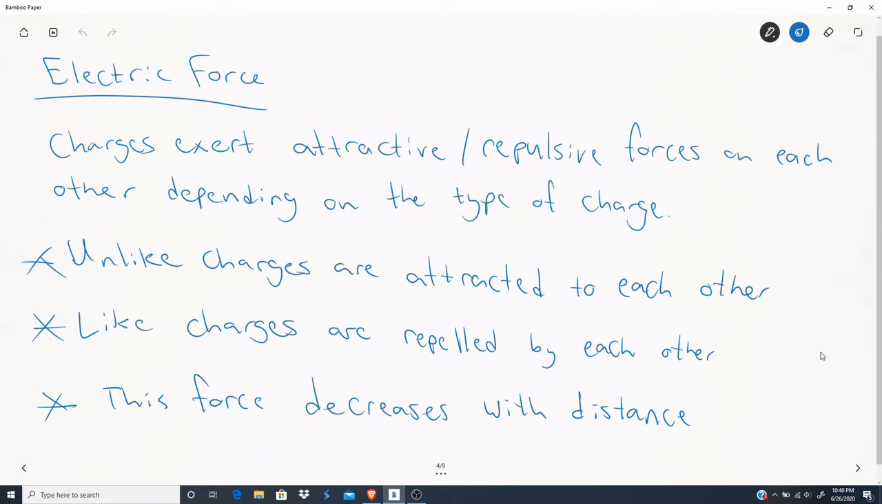The strength of this attraction or repulsion depends on how close they are. So the closer two charges are, the greater the effect will be. In particular, this is called an inverse square force, because the force decreases with the square of the distance. That means if I double the distance between the charges, the force gets divided by 4.